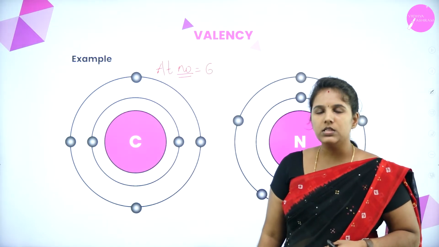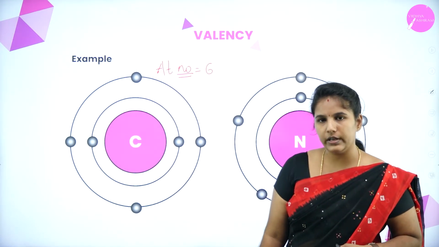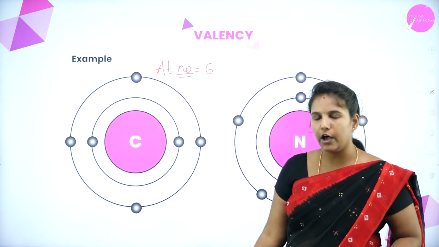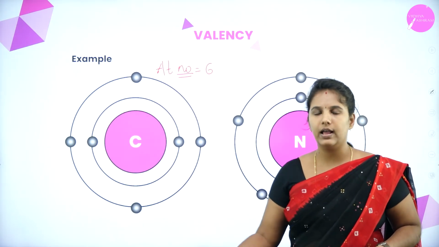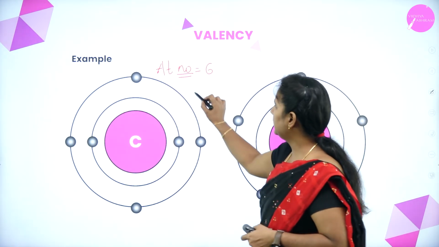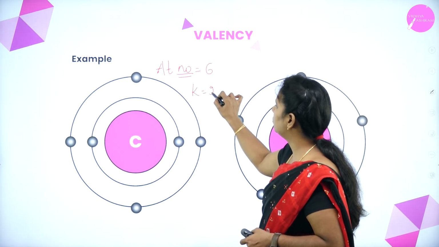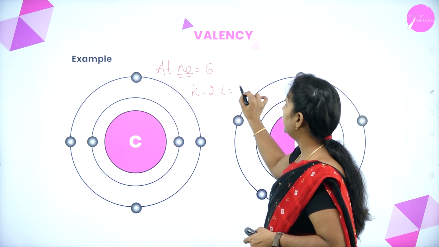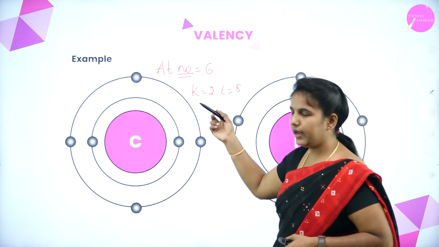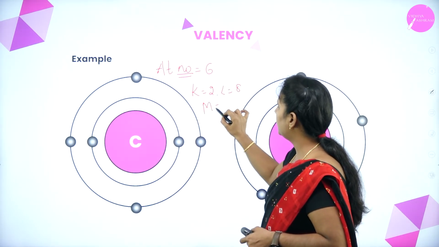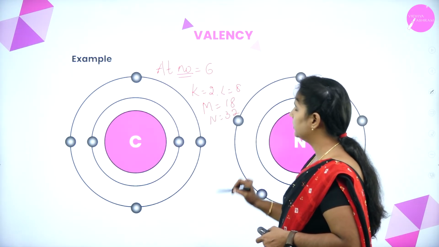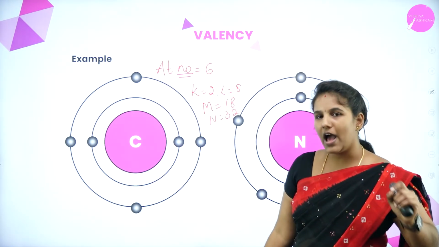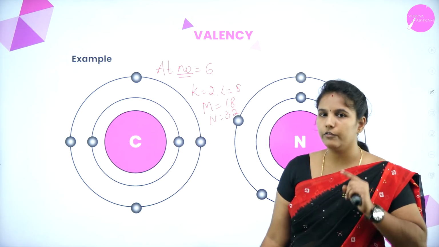Okay. So, how do you fill the electrons into each shell? As we all know, we have to fill the electrons from the K shell to the N shell, right? We know that the K shell can accommodate only 2, the L shell can accommodate only 8, not more than 8, whereas the M shell can accommodate 18, and the N shell can accommodate 32. So we have to start filling the electrons from the K shell.